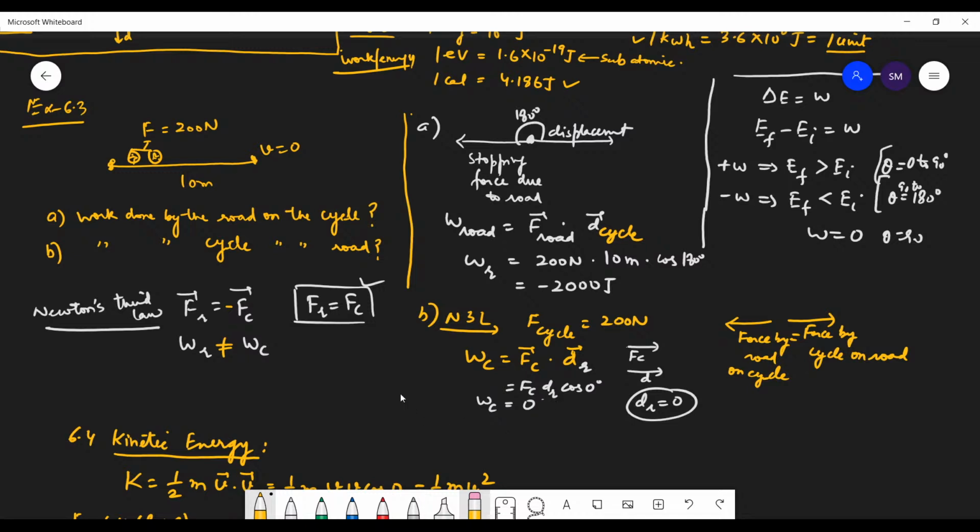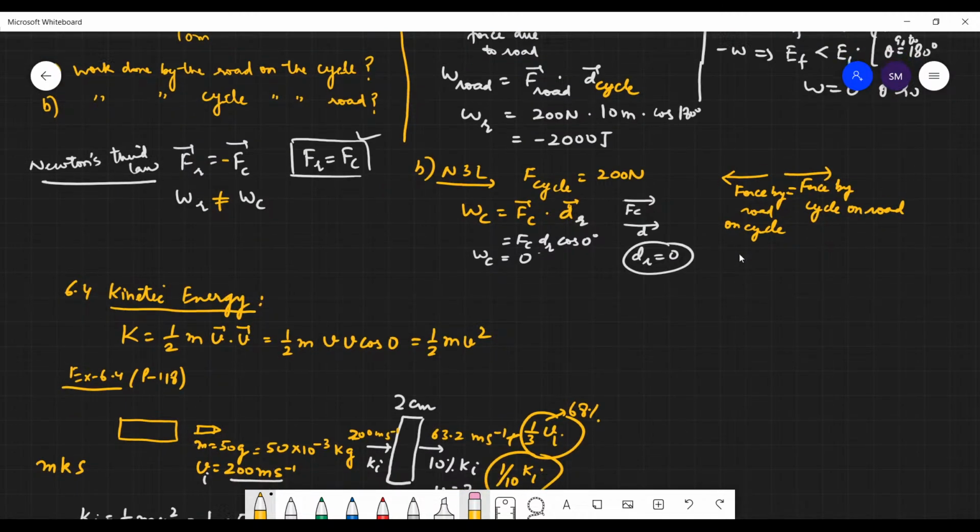We have seen that in the case of the porter the angle was 90 degrees, so work done is 0, but here the displacement is 0 because the road is at its place. So this is what we have written here: positive work if final kinetic energy is more than initial kinetic energy, and that is the case when theta is 0 to 90. And if final kinetic energy is lesser, then work done is negative. So these were the cases we discussed.